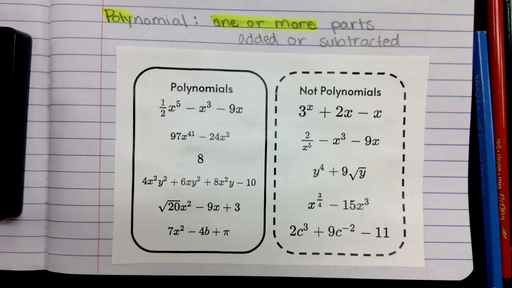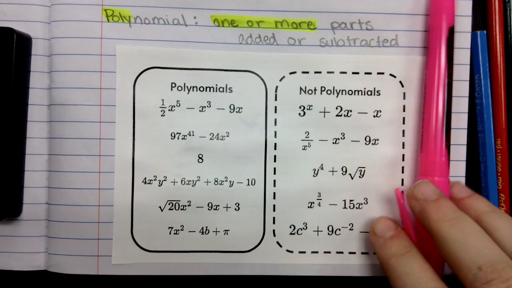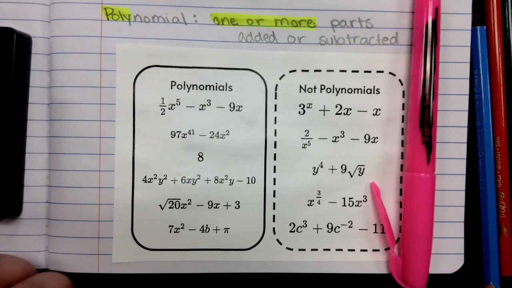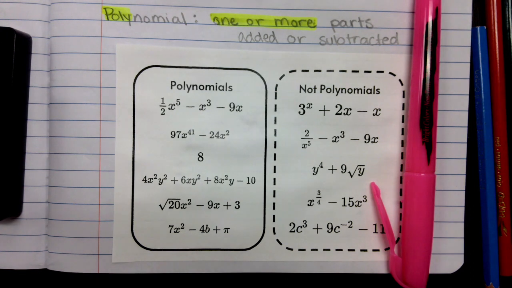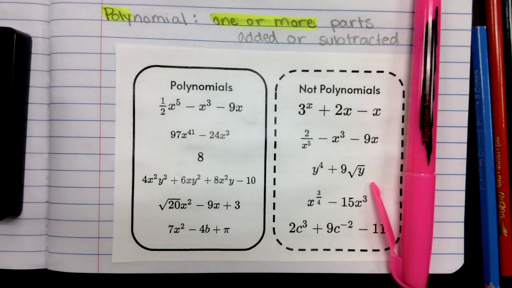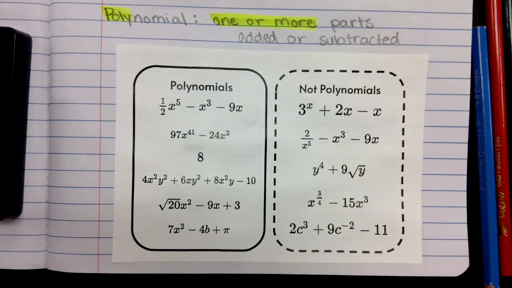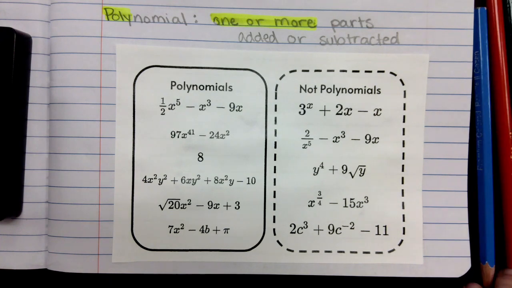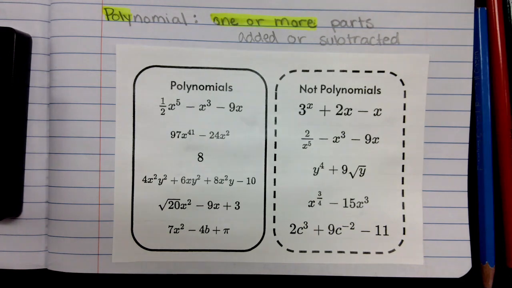97x to the 41st power minus 24x squared. Is that a monomial, binomial, or a trinomial? Binomial. It's one part minus the other part. All right, what about 8? Is 8 a polynomial? Yeah. It's underneath polynomial, so yes. So is it okay to have no variables? It's okay if it's just a number. What would we call that? A monomial, a binomial, or a trinomial? Monomial. One part. It's just an 8.